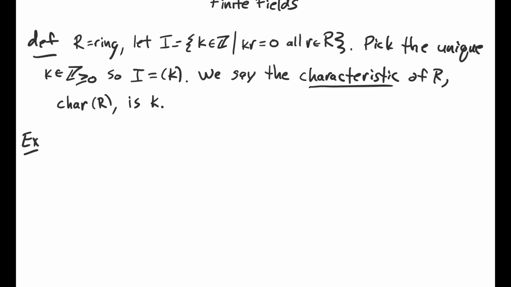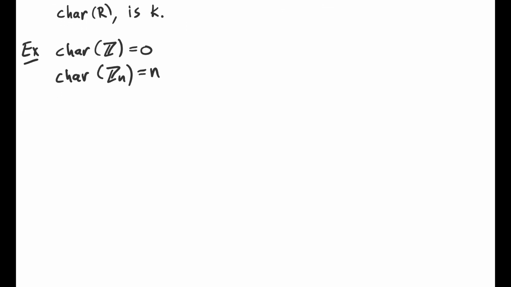As an example, let's start with Z. Of course, the characteristic of Z is 0 because the only number that multiplies everything to 0 is 0. And of course, if you look at Z mod n, then it's easy to show that the only integers that multiply everything to 0 are multiples of n, and so n is the generator of that ideal. So the characteristic of Z mod n is n.